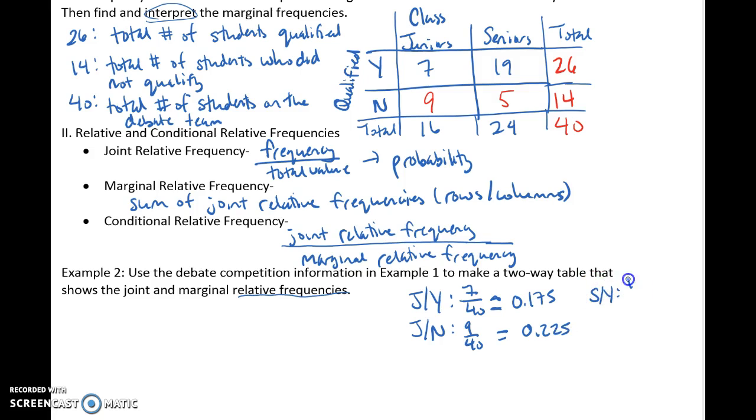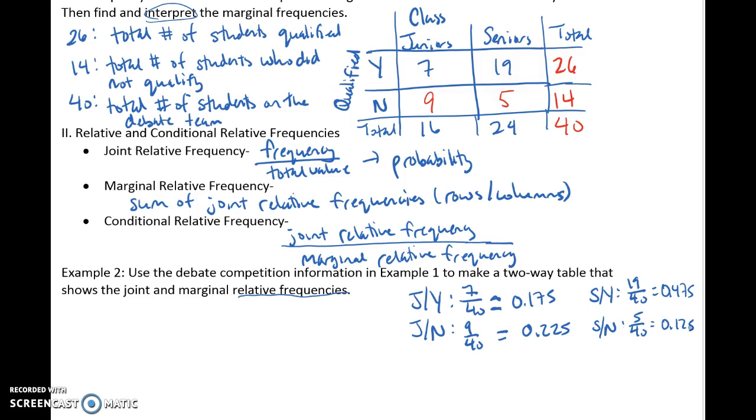Then we had seniors who made it. So that'll be 19 out of a total of 40 students. That's going to give us 0.475. And then the seniors who didn't make it. That's 5 out of 40. Again, we're looking at the overall total number of students to create our joint relative frequencies. So that's 0.125.